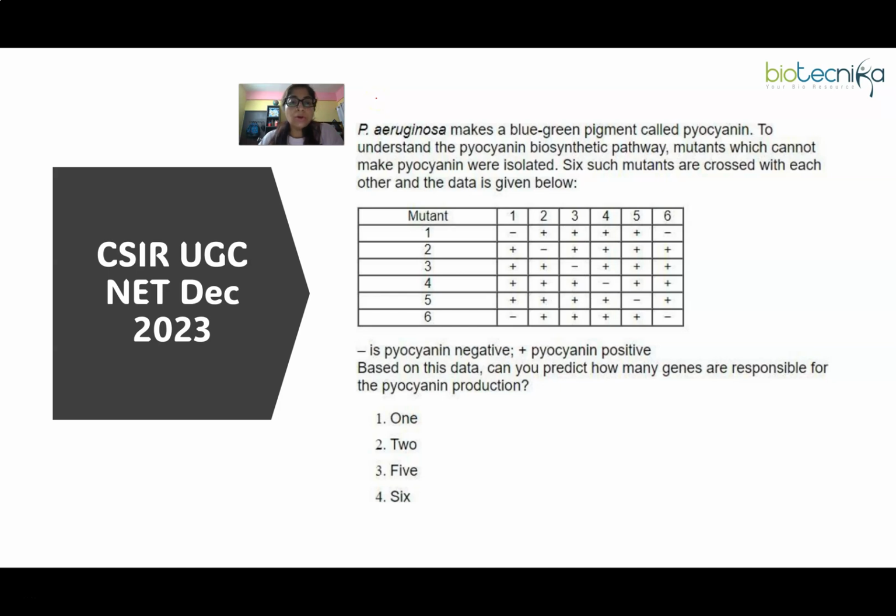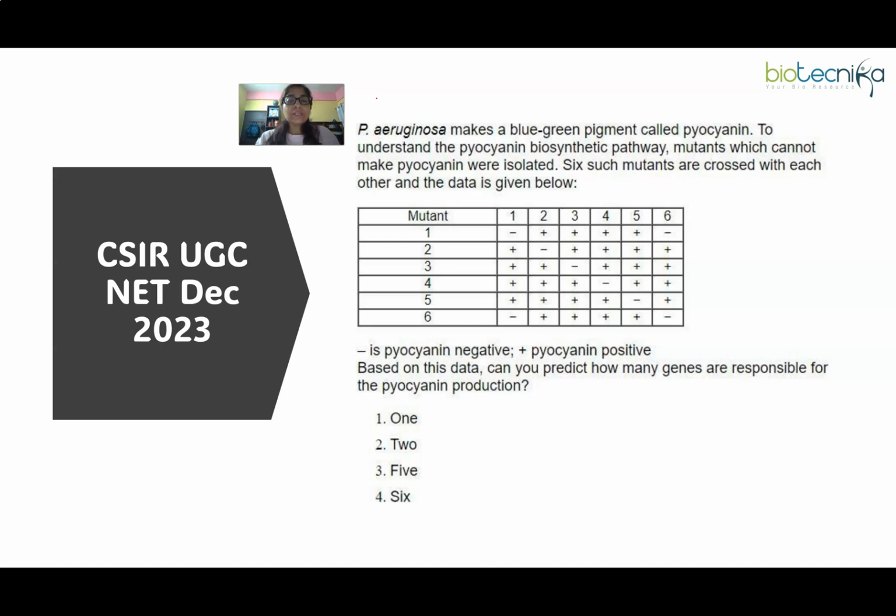Now moving on to complementation test. Okay, now complementation test, what is it? It's a crossing based test which is done to find out whether two different mutants which have the same mutant phenotype have the mutation in the same gene or different genes, right? So that is what we try to find out in complementation test.